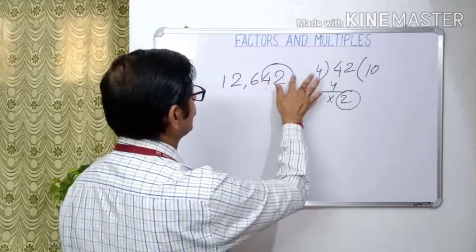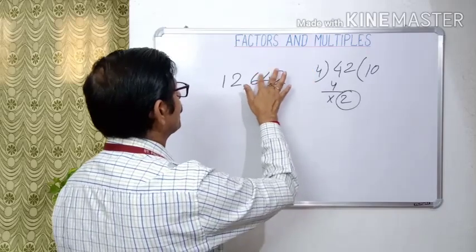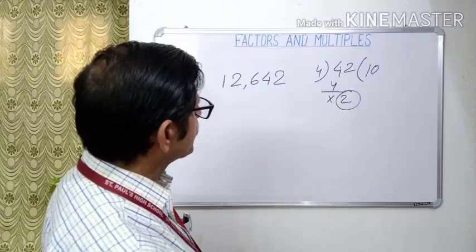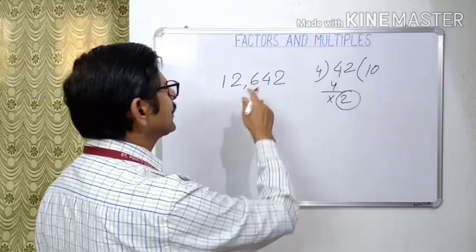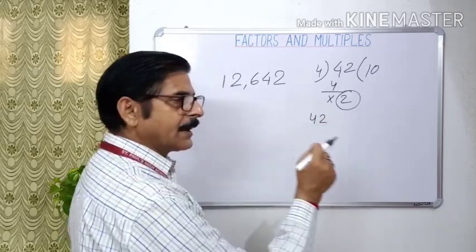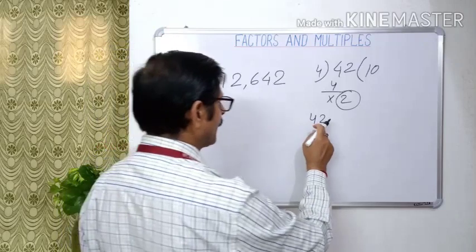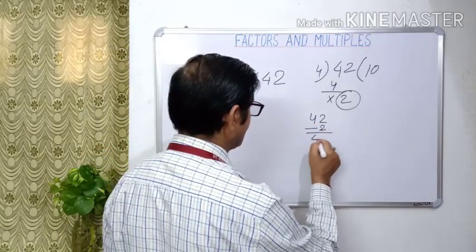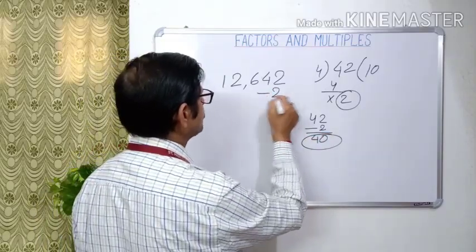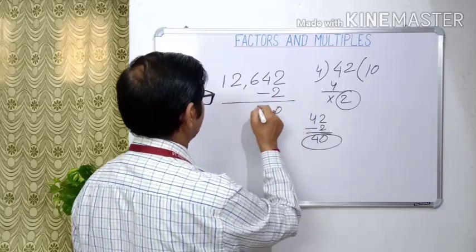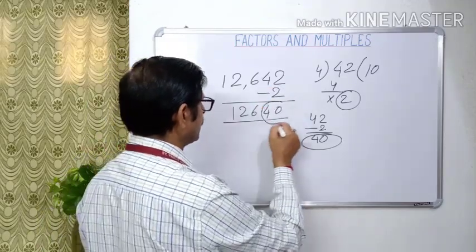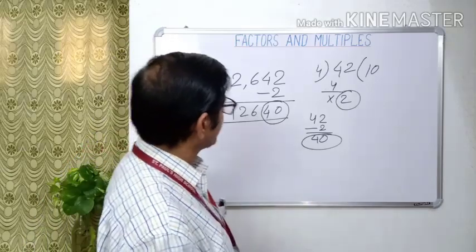Then what should we do? If the question is to find the least number that should be subtracted from 12,642 to make it divisible by 4, simply reduce this number in such a way that it is divisible by 4. 42 minus 2 gives 40, that is divisible by 4. So simply subtract 2. And yes, it is divisible by 4. That is, looking at these two places, we can say.